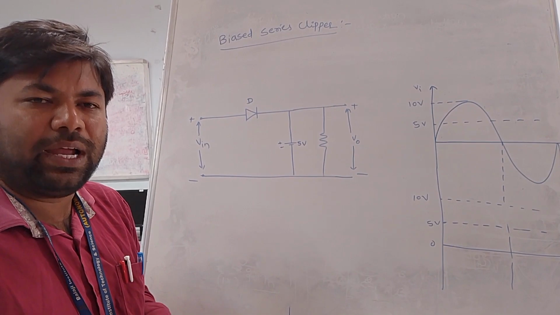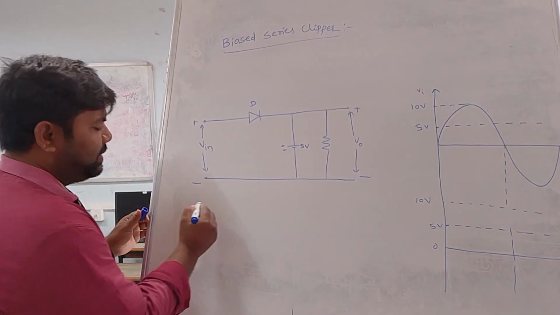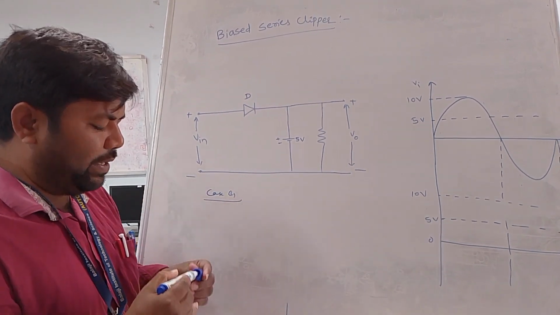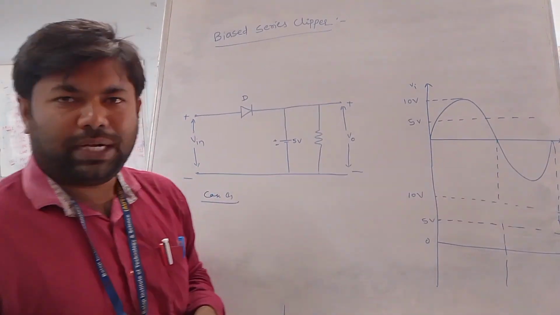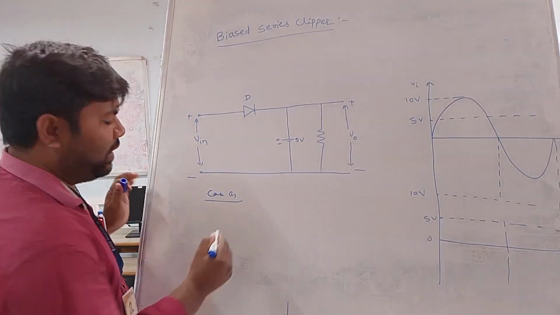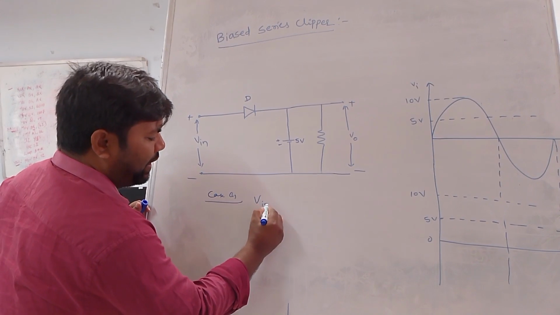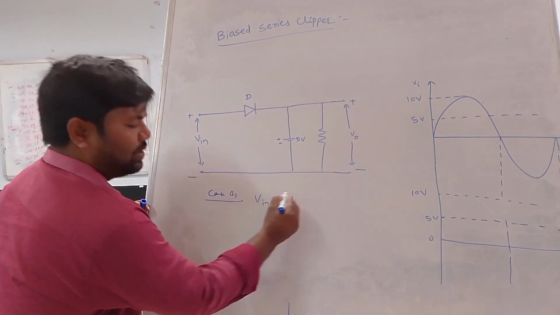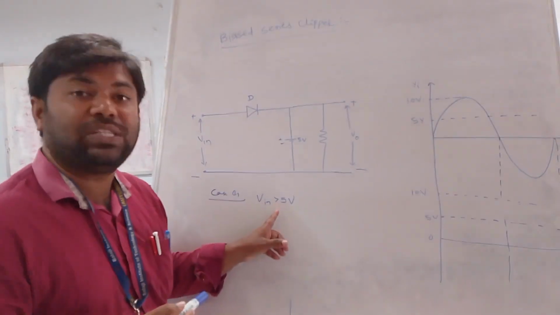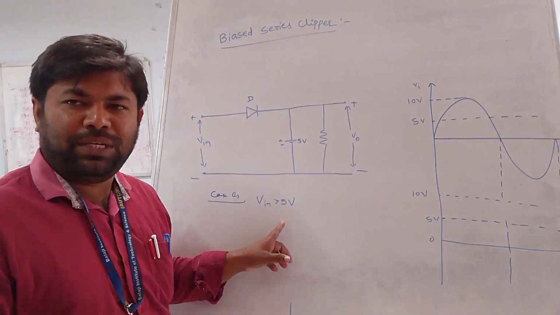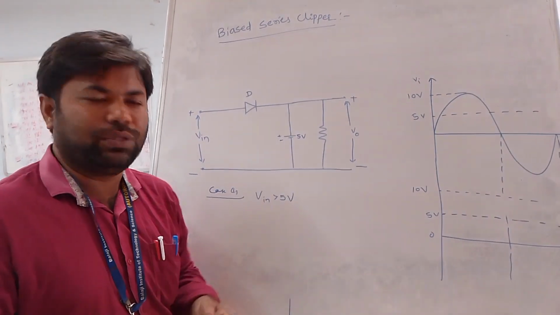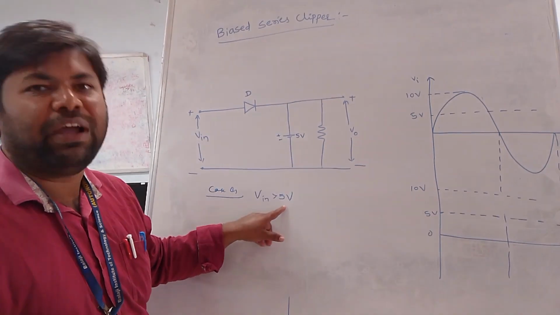First one is case number 1 and case number 2. So case number 1 is, what is that? First we apply the positive half of the cycle. But in place of zero, we have a battery. So that's why I am using Vin, input voltage, greater than 5 volts. In the previous unbiased clipper we used Vin greater than 0 volts. Since it is biased, we have to apply the battery voltage, 5 volts. Why? Because we are using 5 volts, input voltage greater than 5 volts.